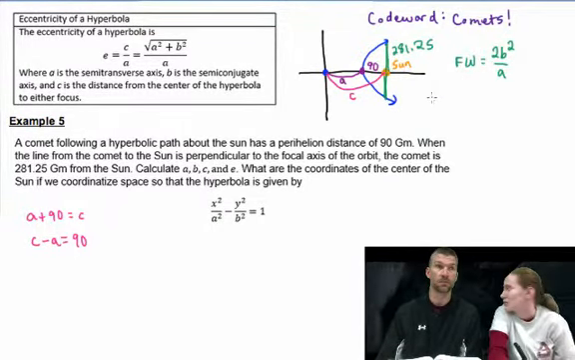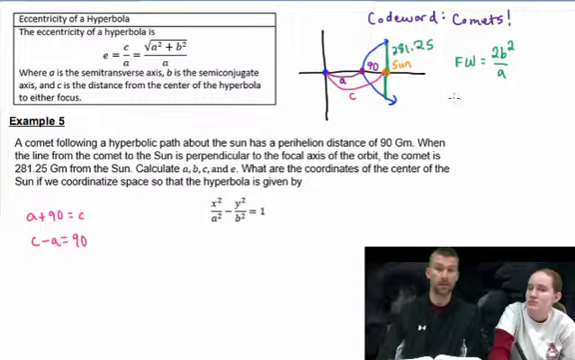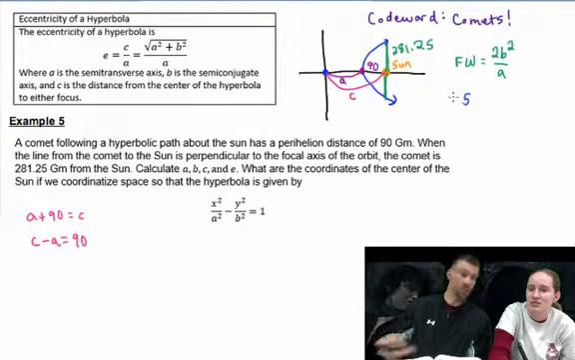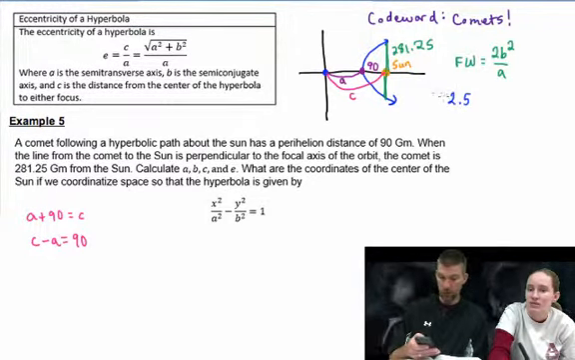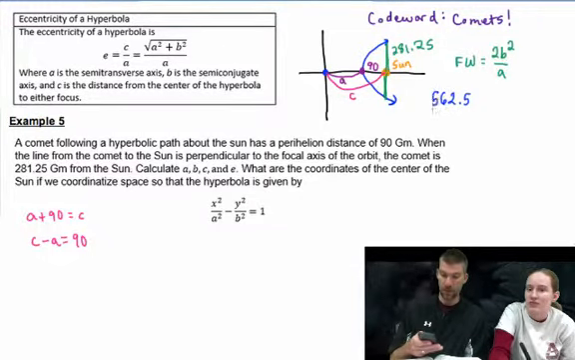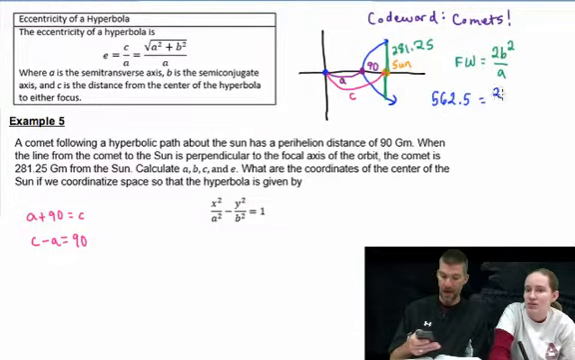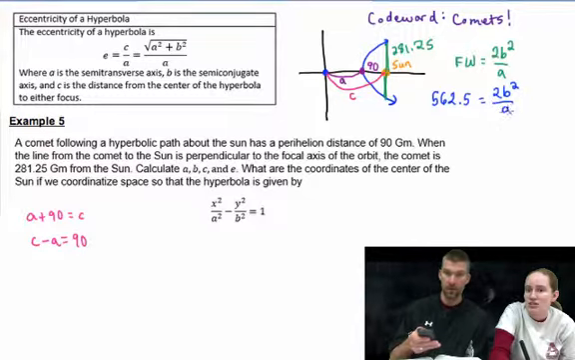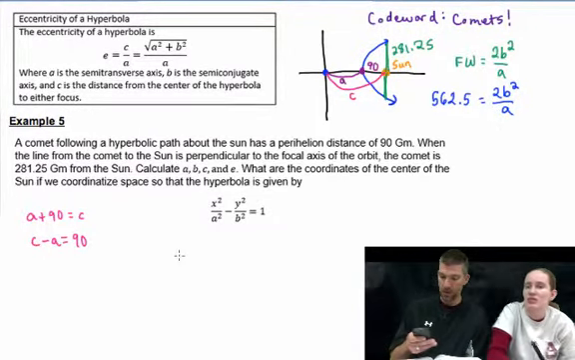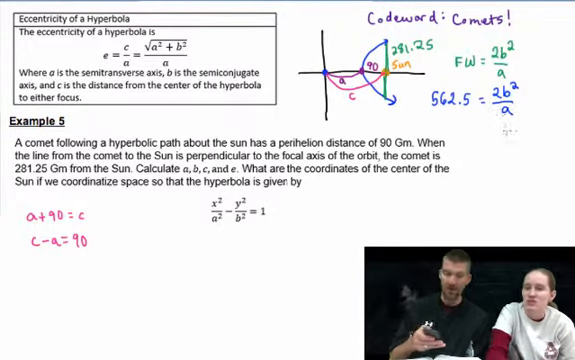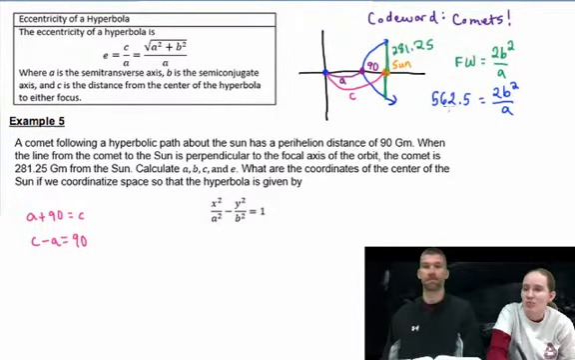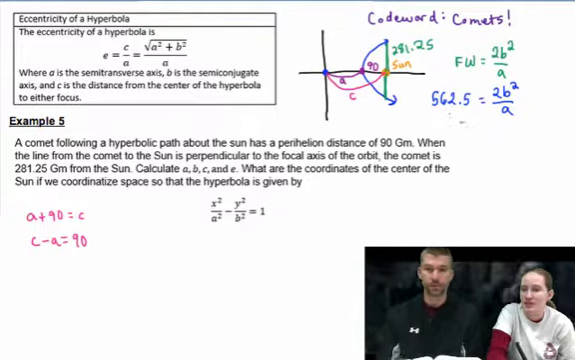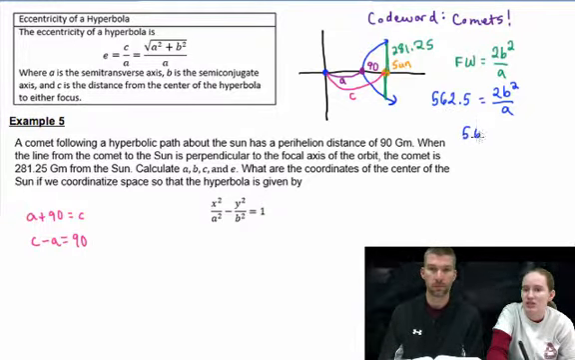So what's 281.25 times 2? 562.5. That means that we have 562.5 equals this focal width, which is 2b squared over a. So we can multiply both sides by a, perhaps, to get a slightly nicer looking formula.